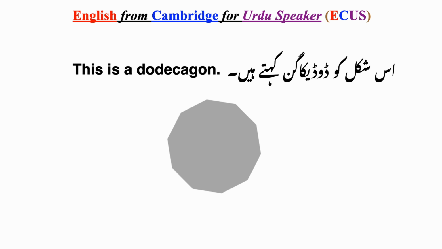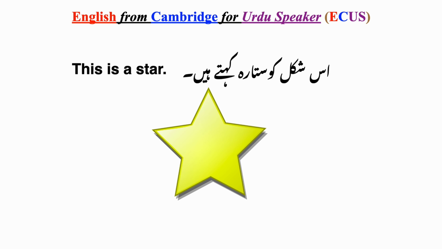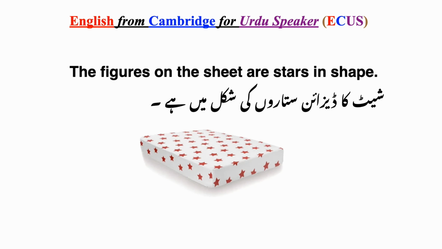This is a dodecagon. The plant pot is dodecagon in shape. This is a star. The figures on the sheet are stars in shape.